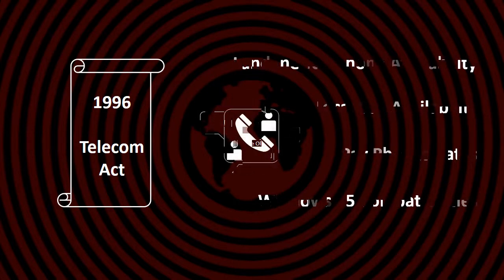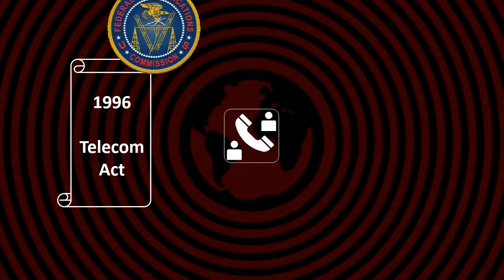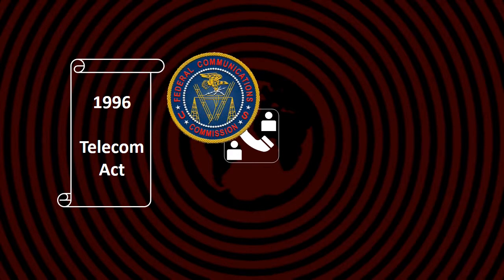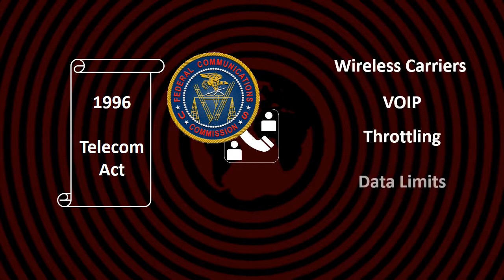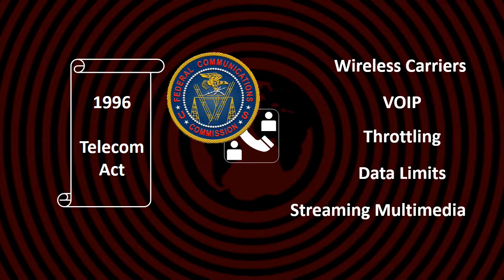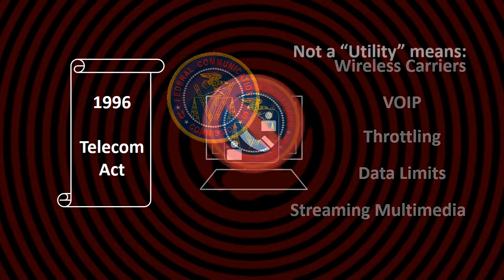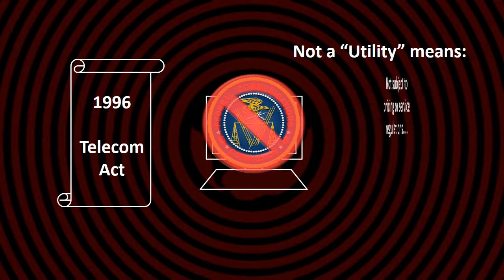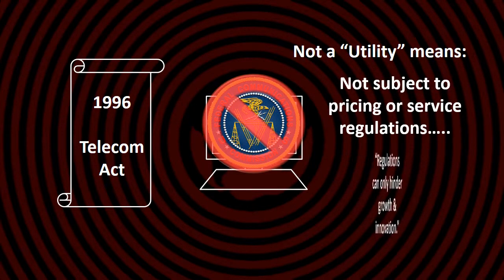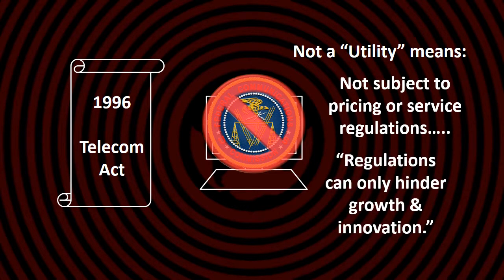In the Telecom Act, landline telephones are classified as a utility and thus fell under FCC regulatory guidelines for pricing and service availability. What does not show up in the Telecom Act are wireless carriers, voice-over internet phones, streaming multimedia, or any modern traffic control practices such as throttling or data limits. Because these technologies, services, and practices are not classified as or do not fall under an existing utility, it is unlawful for the FCC to regulate them.